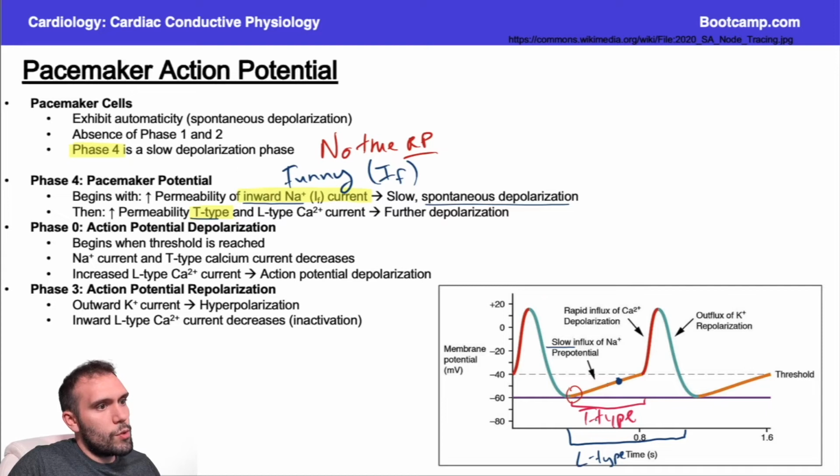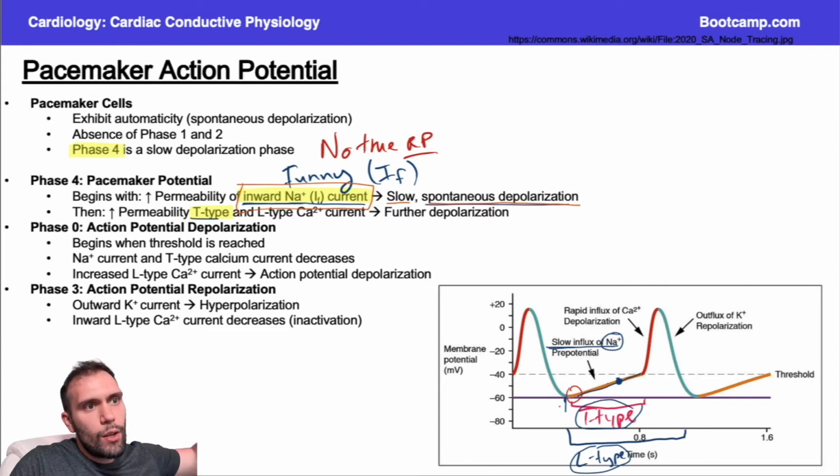So just to recap, we're starting here at this point, and we have this slow influx of positive charge. There's some sodium, some T-type calcium channels, and some L-type calcium channels, and they're all responsible for this slow influx. The first channel to remember here is this inward sodium funny current, which is the most important channel to remember for this phase in orange here. It starts this process off. It's slow, but it's spontaneous. So there's nothing that needs to happen.